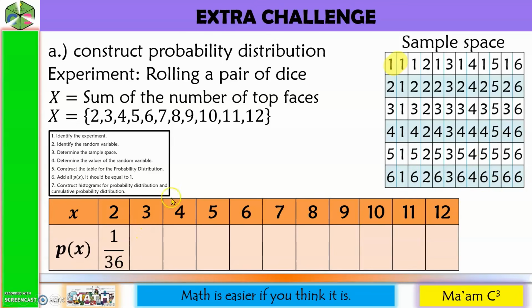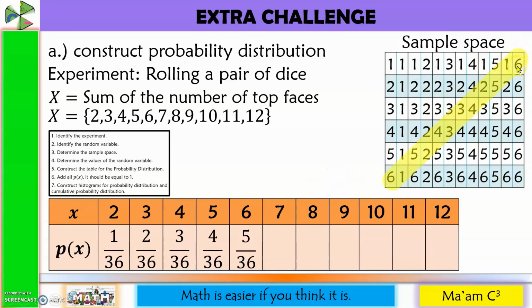Next, sum of 3. For 3, we have 1, 2, and 2, 1. There are 2 possible ways out of 36. Sum of 4, we have 1, 3, 2, 2, and 3, 1. 3 possible ways out of 36. Sum of 5, we have 1, 4, 2, 3, 3, 2, 4, 1. 4 out of 36. Sum of 6, we have 1, 2, 3, 4, 5 out of 36.